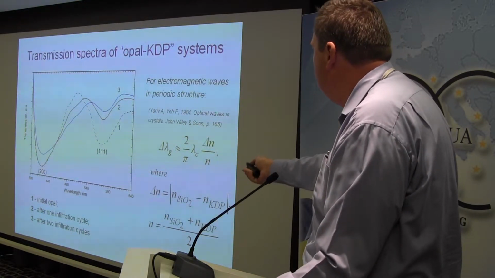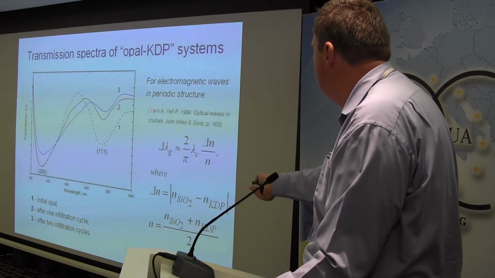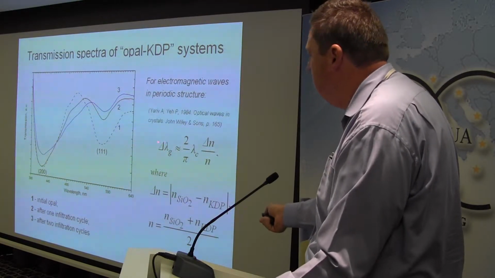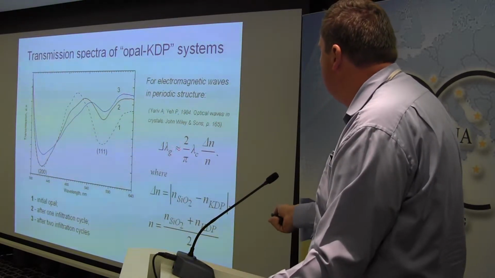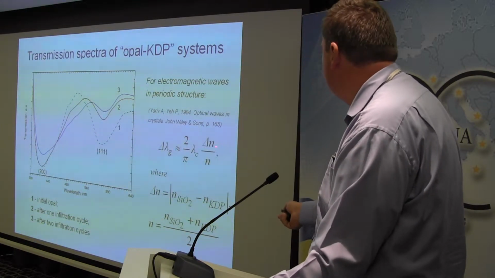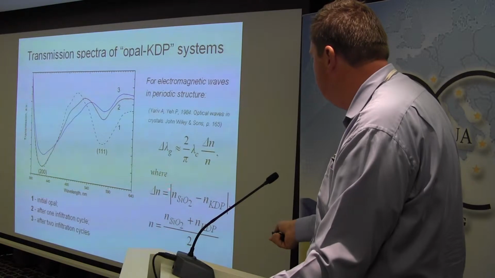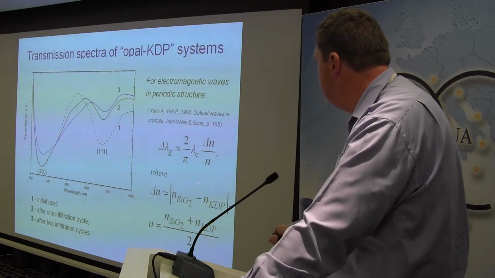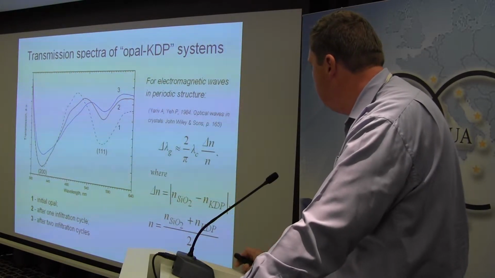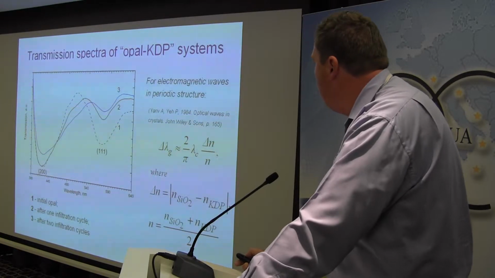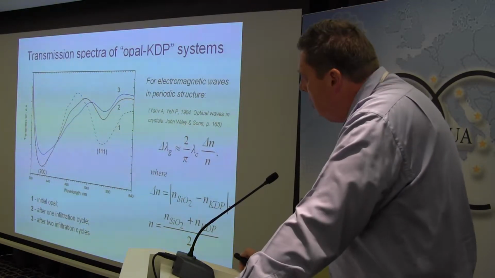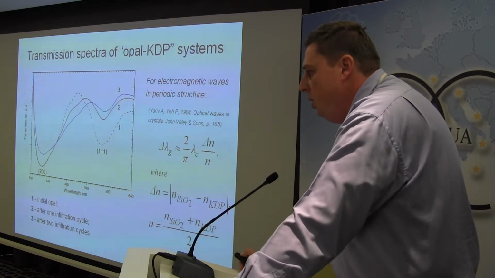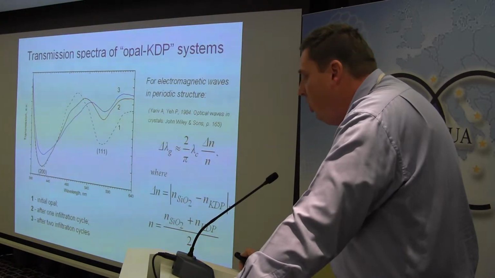As you know, for example, Yariv and Yeh, for electromagnetic waves in a periodic structure, the width of the stop band is proportional to delta n, where delta n is expressed by the following expression. So I think we have obtained proof that we have the system opal KDP.